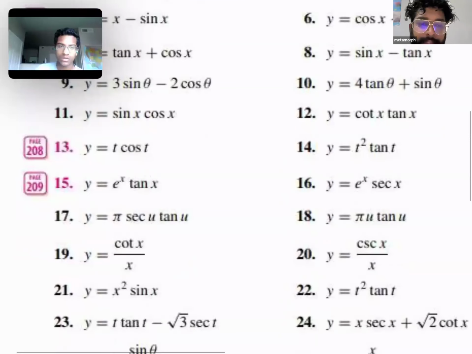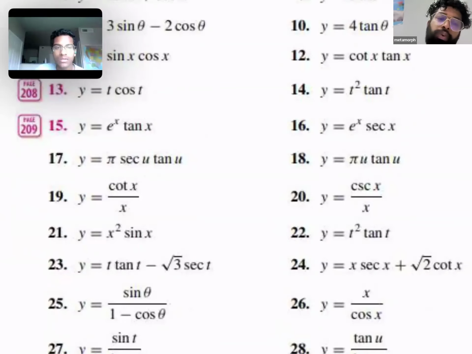Let's choose something more challenging. How about 17? Okay.